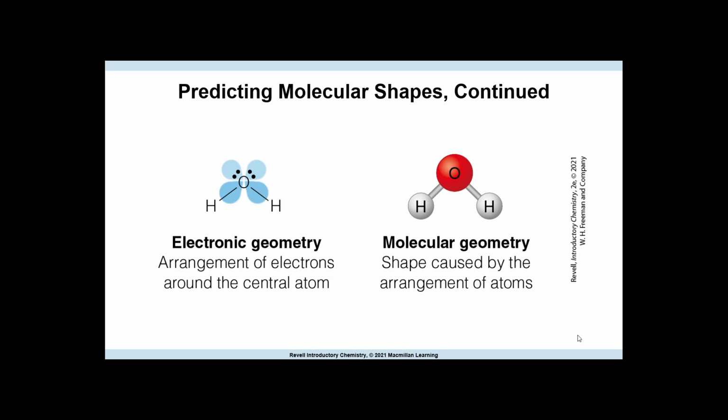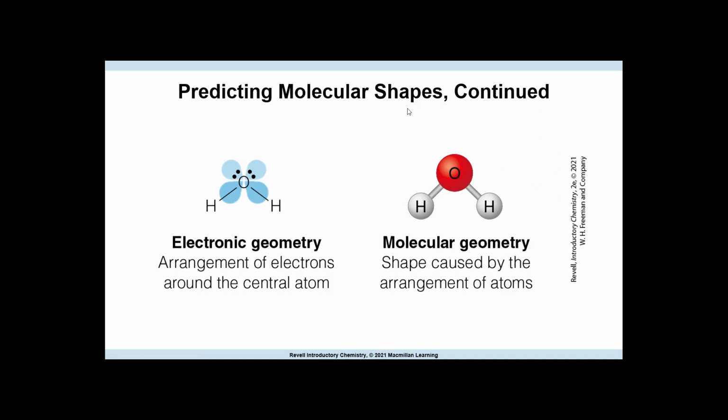There are two ways in which to describe geometries. The first is electronic geometry. That is the arrangement of electrons around a central atom. The second approach is called molecular geometry, which describes the arrangement of atoms within a molecule. The molecular geometry is sometimes called the shape. So when we refer to the shape of molecules, we're looking at the molecular geometry.